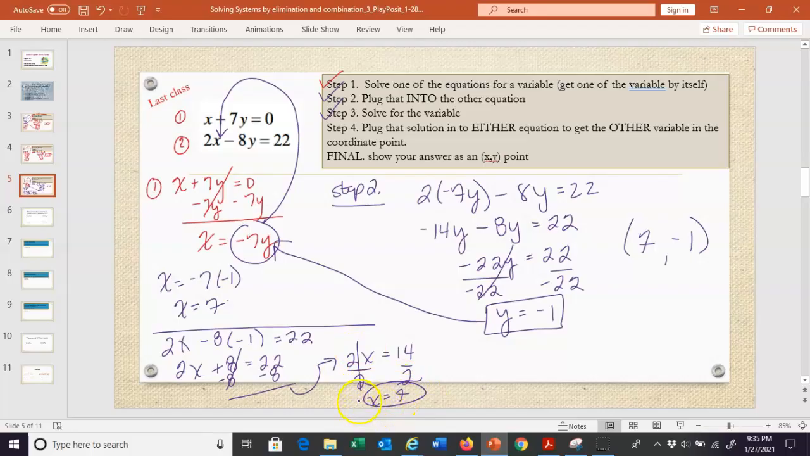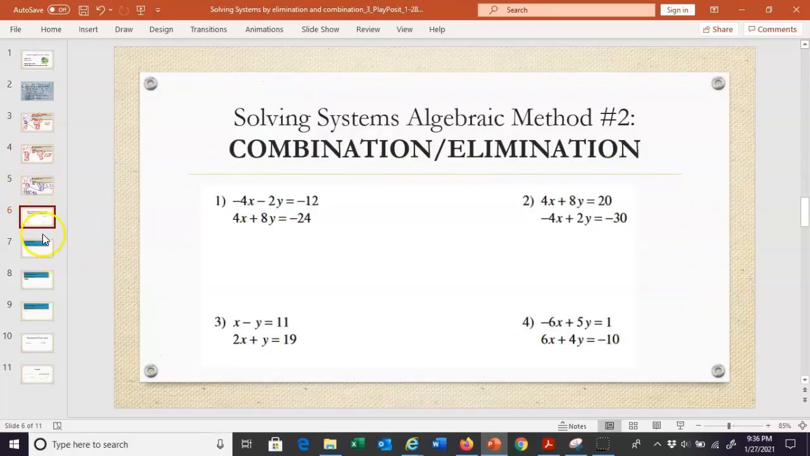So it does not matter where you plug in that negative 1, because of the whole point of what a system is. It's got to work everywhere. Just like our other ones, if you were to put these two equations into Desmos, the point where those lines intersect should be and will be 7, negative 1.